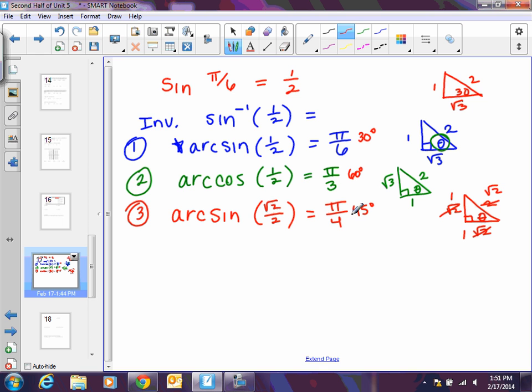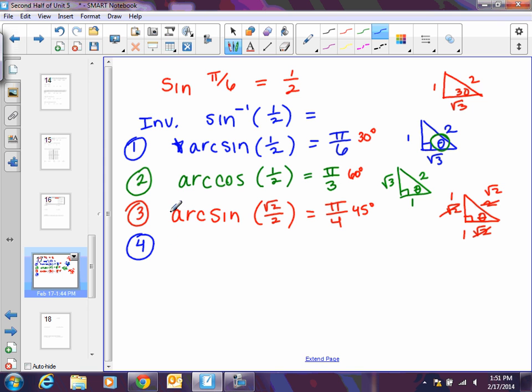What would 90 degrees be, by the way? Pi over 2. And pi, then, is 180 degrees. 2 pi is 360. 3 pi over 2 is 270. If you still have your unit circle from last year, all of this is on there as well. That would be a good study tool. Okay, so let's change it up just a little bit.